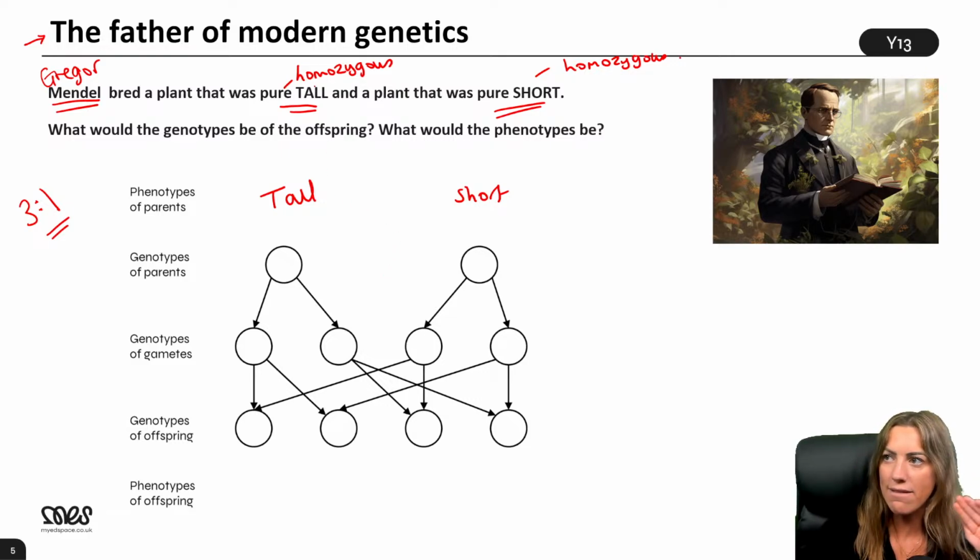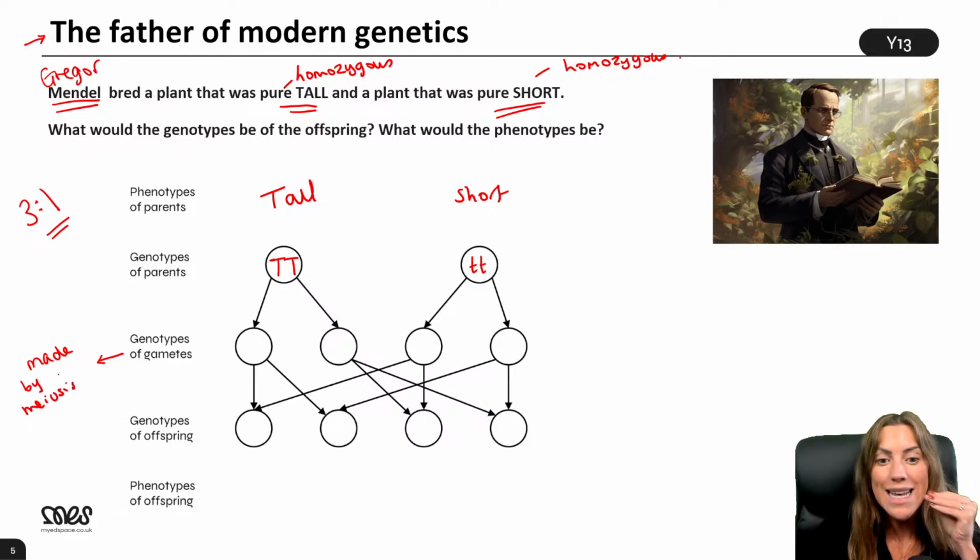So the genotypes of the parents. These parents were homozygous. So homozygous tall and homozygous short, okay? I haven't actually told you in the question, but I know that tall is dominant. So I've used the capital letter for tall. Then the genotypes of the gametes. Now remember, gametes, this is kind of where I want you to understand this now. You might not have understood this at GCSE, but gametes are made by meiosis. So they only contain single chromosomes.